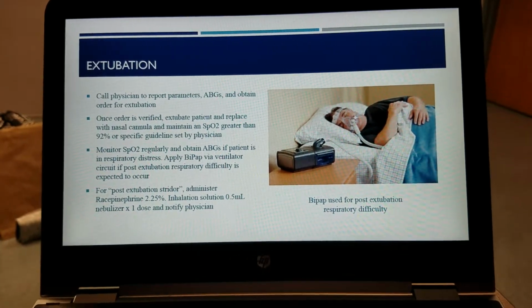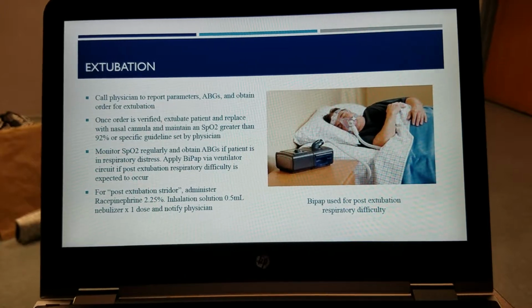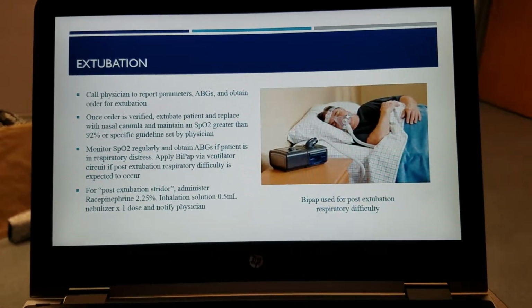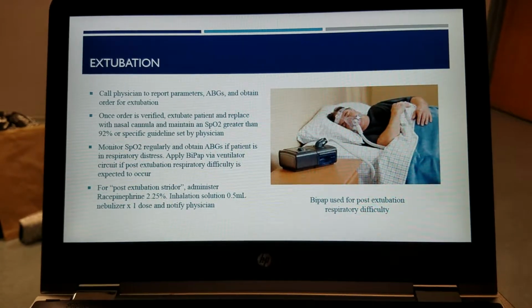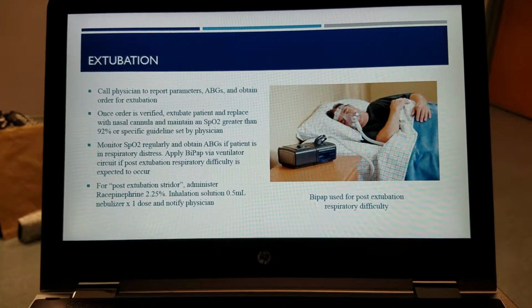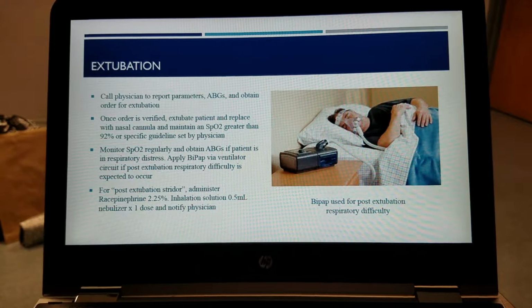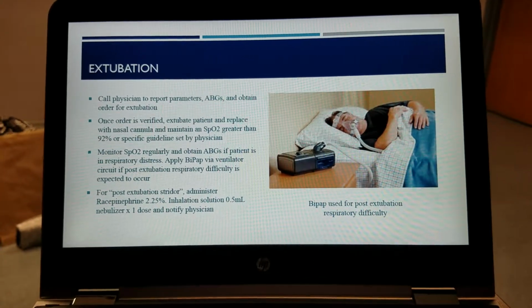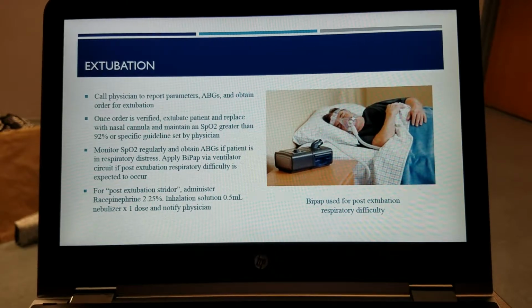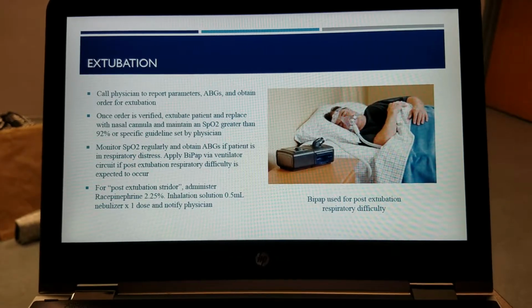Extubation. Call the physician to report parameters and ABGs, and obtain an order for extubation. Once the order is verified, extubate the patient and replace with nasal cannula and maintain an SpO2 greater than 92% or specific guidelines set by the physician. Monitor SpO2 regularly and obtain ABGs if the patient is in respiratory distress.